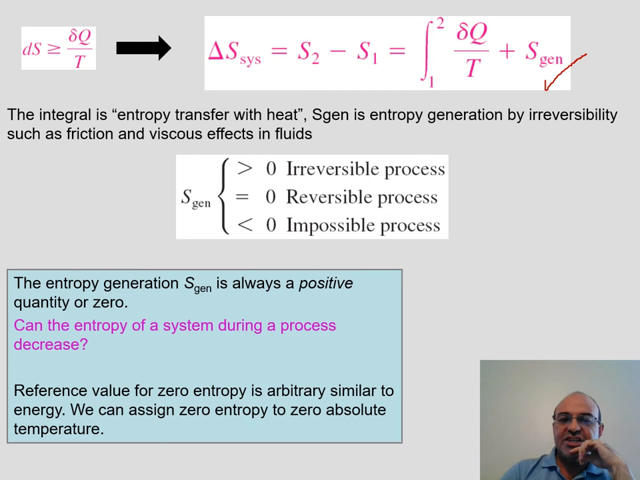Entropy generation is zero for a reversible process. If 1 to 2 is reversible, then delta S is equal to this integral, so S generation must be zero. However, if the process is irreversible, then the greater than sign is applicable here. Therefore, S generation must be greater than zero. And it is impossible for S generation to be less than zero. So the entropy generation, S generation, is always a positive number, or it's equal to zero. It's equal to zero if the process is reversible and it's larger than zero for any other process.